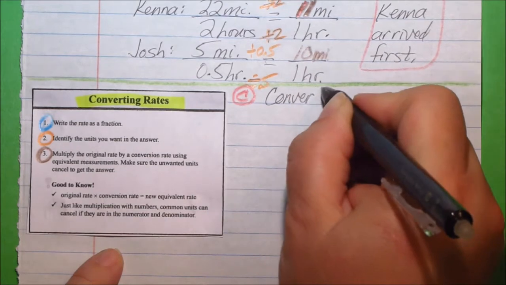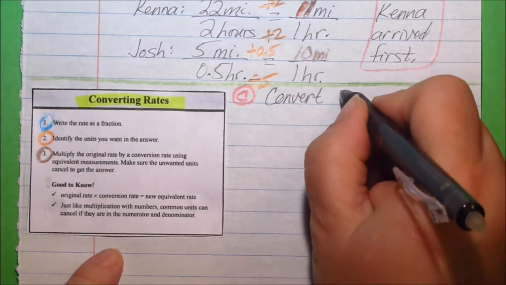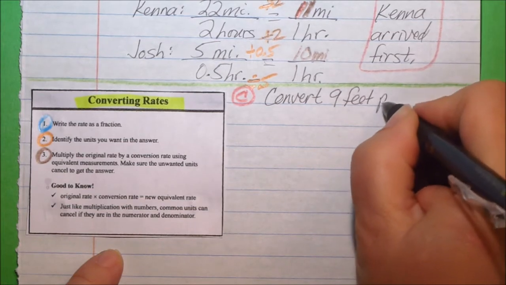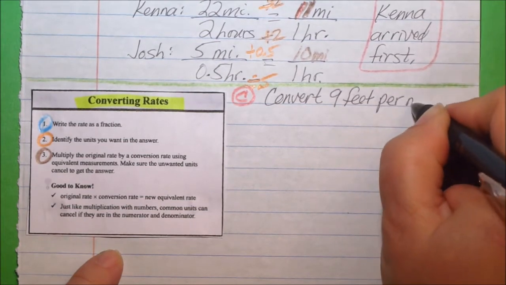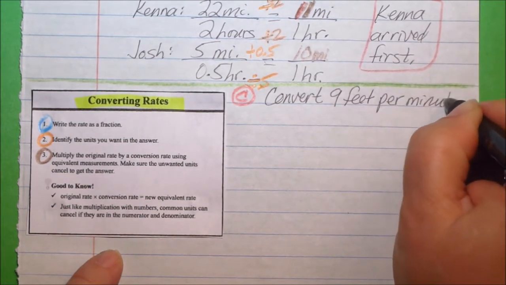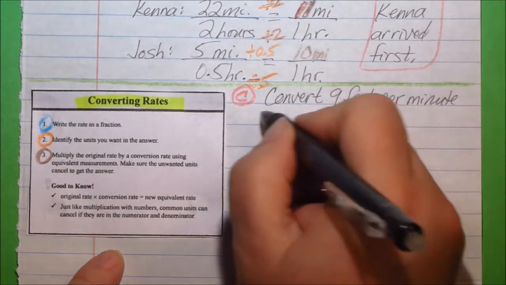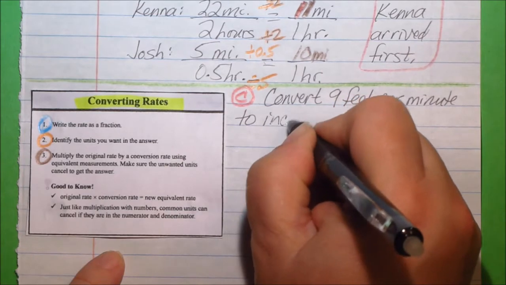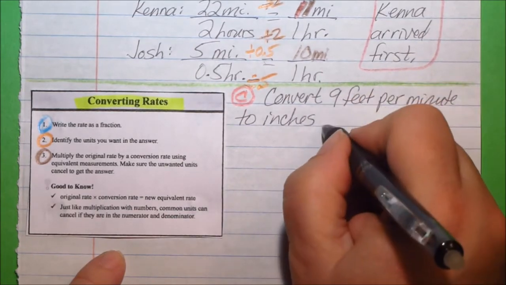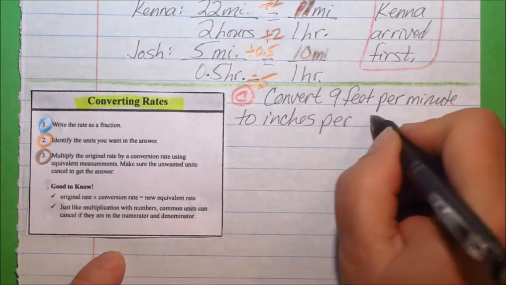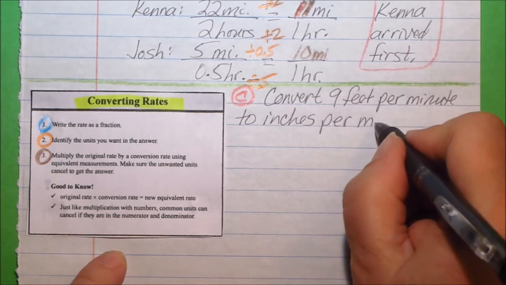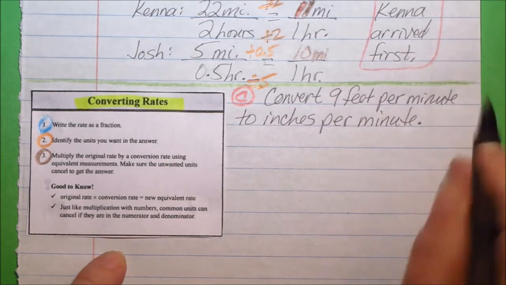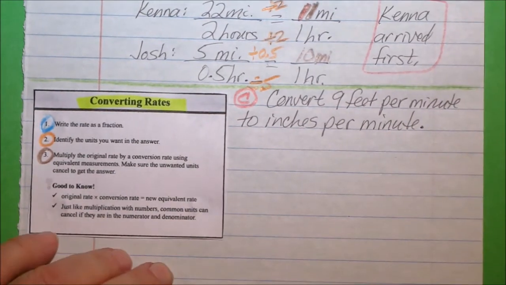Convert 9 feet per minute, 9 feet per minute to inches per minute. So we're converting feet per minute to inches per minute. All right, so this is how it's done.